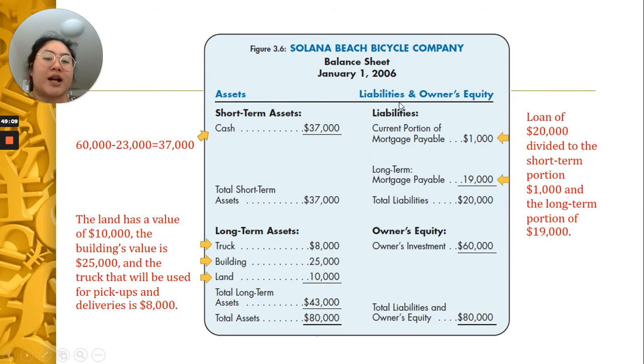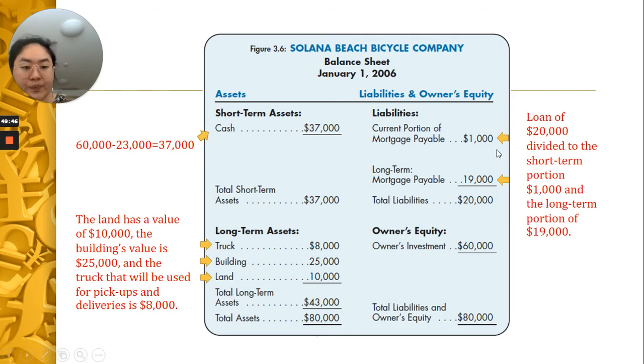But for this side, the liability plus owner equity, the current portion of mortgage is 1,000 and the long-term mortgage payable is 19,000. So how does this come from the loan of 20,000? 1,000 is divided into the short-term portion as 1,000 for this year. But the long-term portion will be the rest: 20,000 minus 1,000, the long-term portion will be 19,000.